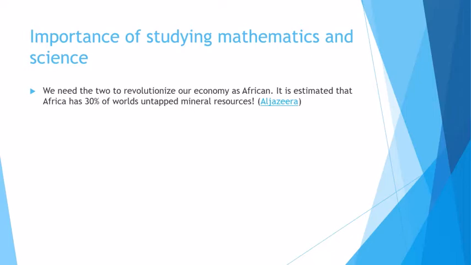If this has a link to Al Jazeera, which if it was possible to open, I could have opened. But 30% of the world's untapped mineral resources. And if you just Google, the richest country in terms of mineral deposits is DRC Congo. But the poorest in terms of GDP and poverty index is DRC.